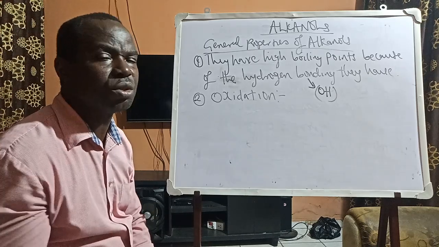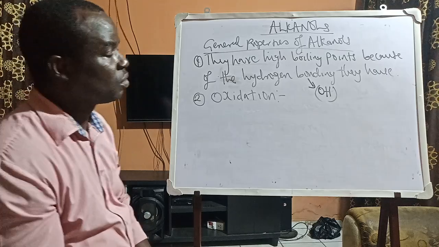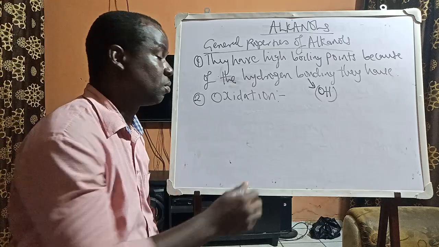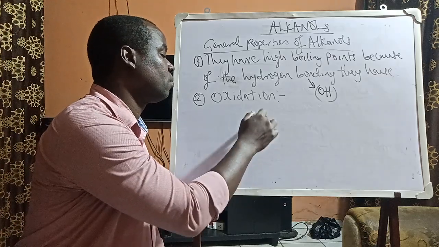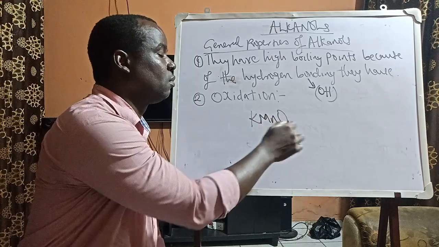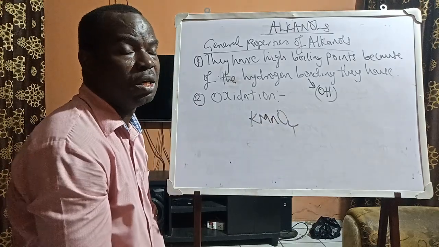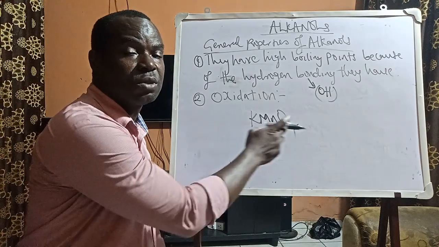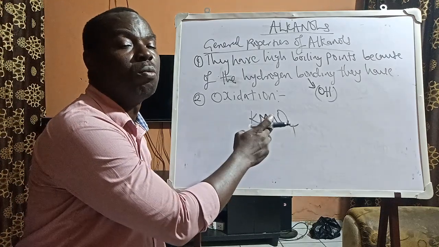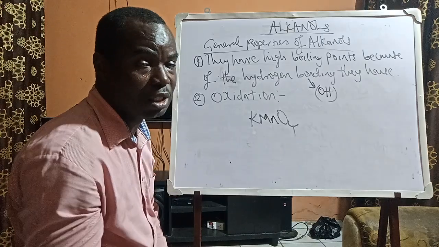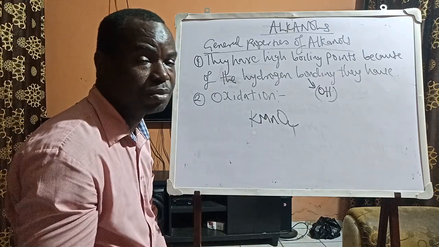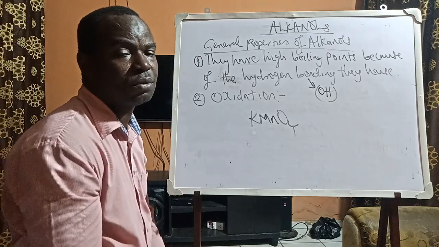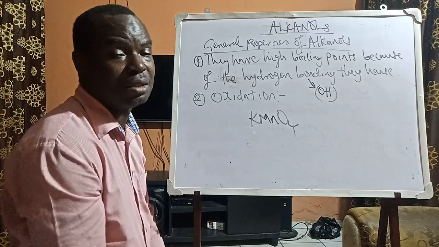Now, oxidation in chemistry. Anywhere you see this compound, KMnO4, it is called potassium tetraoxomanganate 7. Take note of the name. Potassium tetraoxomanganate 7. That's the name. You can write it down.